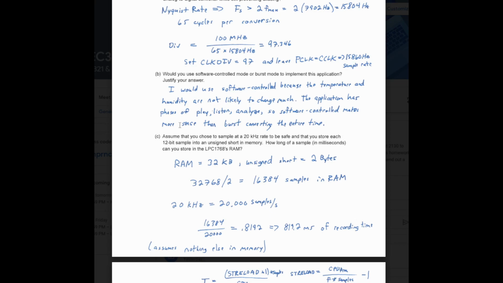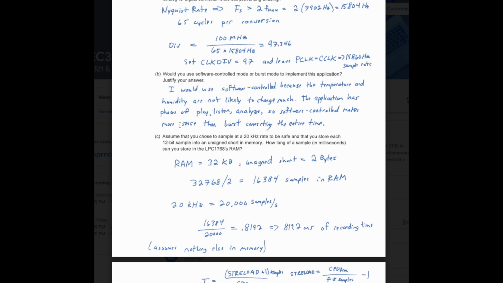We could also look at this problem as, if we have 32 kilobytes, how many bits is that? And then, can we just store those 12-bit samples, and how much does that buy us? But for now, let's just assume that we're using 2 bytes to store each thing. RAM on the LPC1768 is 32 kilobytes, from the descriptions that we have. That's how much memory space we have.